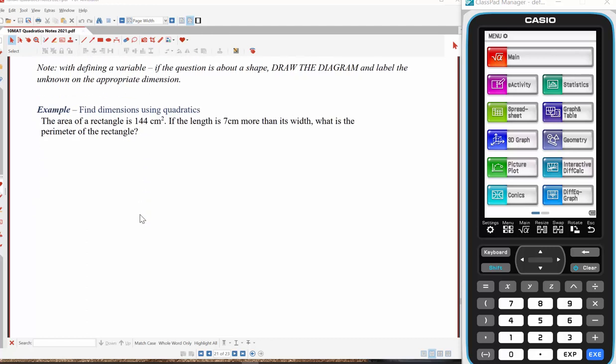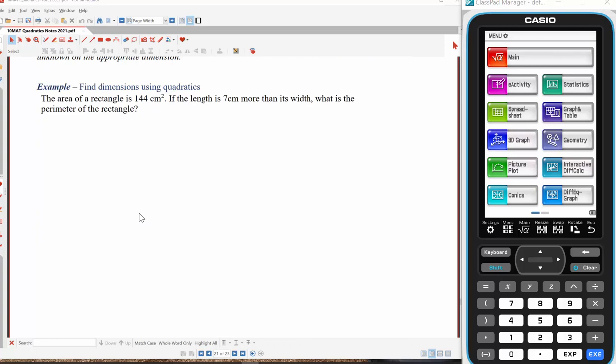So let's just try some. Here is the classic quadratics problem. So the area of a rectangle is 144 centimeters squared. If the length is 7 centimeters more than its width, what is the perimeter of the rectangle? So we'll say let x equal the width.